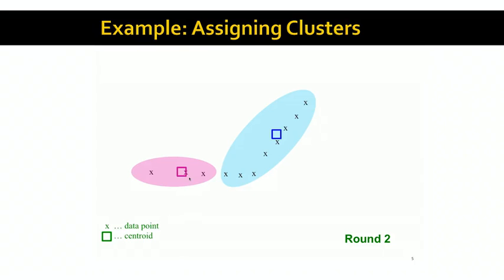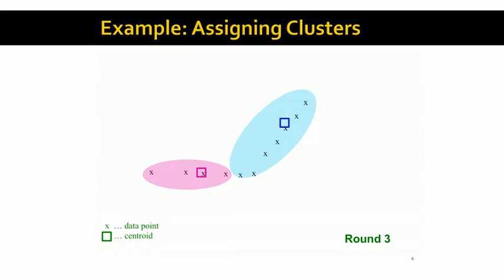And when I do that, observe that this point here is now closer to the pink cluster than it is to the blue cluster, and so it moves from the blue cluster to the pink cluster. Okay? And so we have this new clustering at the end of round 2. Now that we have the new clustering, I'm going to recompute the centroids once again. And when I recompute the centroids, the centroids migrate further.